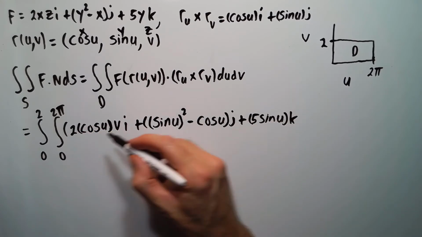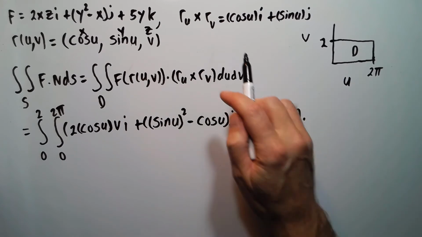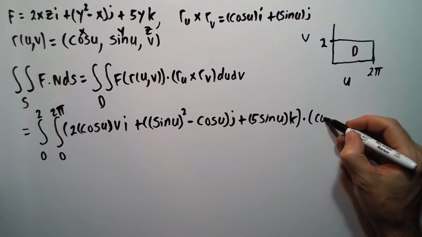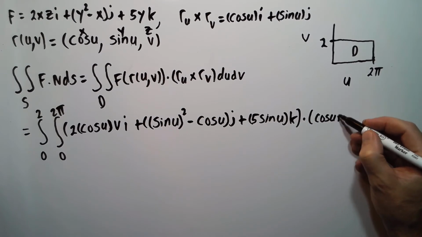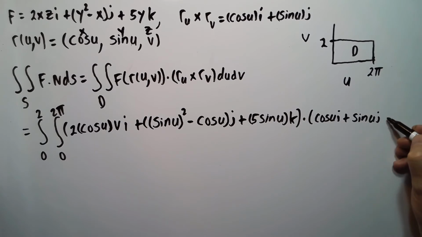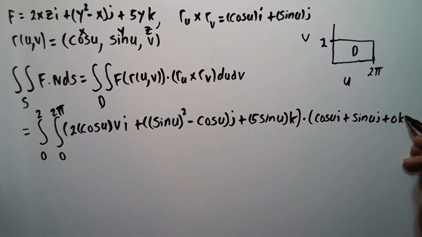Okay, and this thing's dotted with now our RU cross RV, which is right here. So it'll be cosine U I plus sine U J plus 0K. And then we'll have our du dv. Okay, so let's do this dot product now.